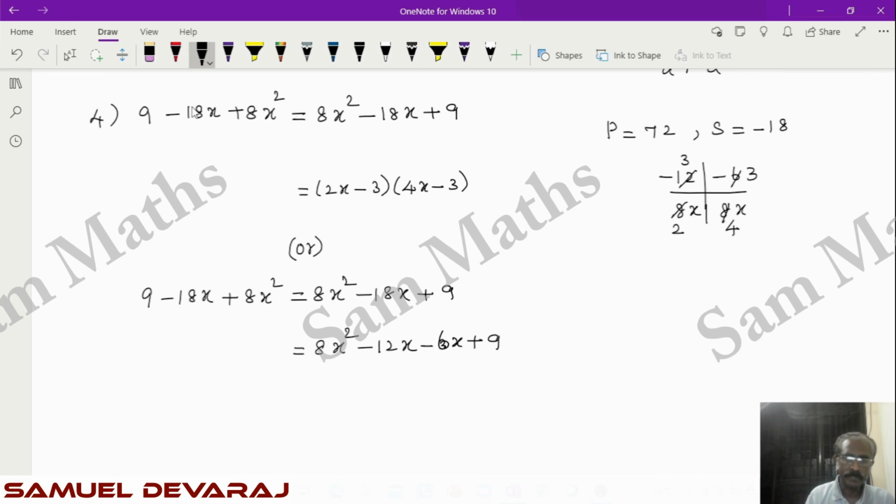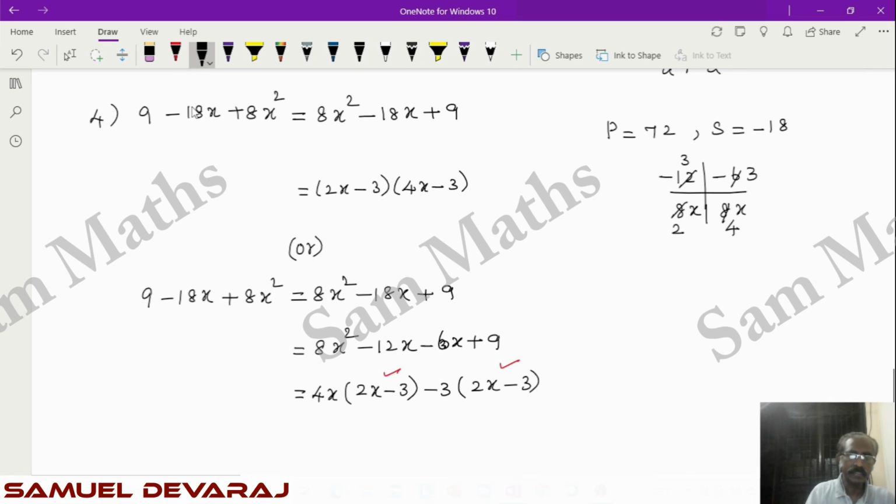Now you can take the common factor from the first two terms, which is 4x. So 4x into 2x minus 3. Are you clear, children? I took 4 from both the terms, so it becomes 2 and the second term becomes minus 3. x I took outside, so I'll get x only in the first term. Next you take minus 3 outside, it becomes 2x minus 3. Clear, children?